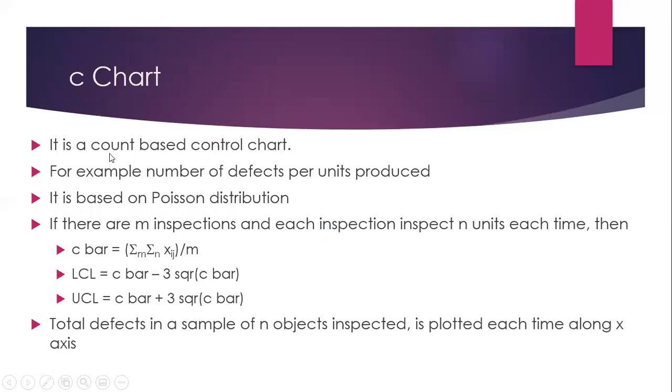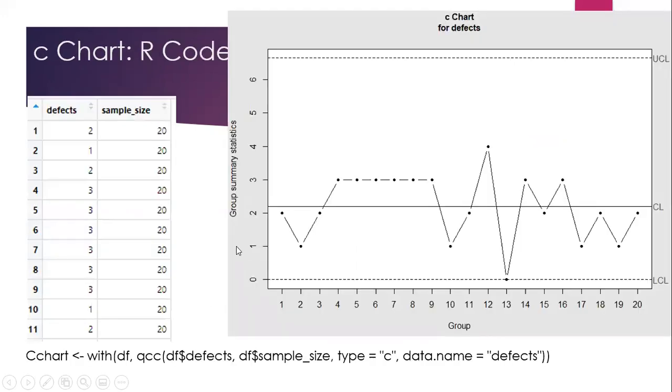Then the C chart, it is a count based control chart. It can be used, for example, to illustrate the number of defects per unit produced. It is based on Poisson distribution. So if there are m inspections and each inspection inspects n units each time, then c bar is given by this formula and we can get lower and upper control limits. Total defects in a sample of n objects inspected is plotted each time along the x-axis. So if this is the data and these are the headings of columns, you can use this code of our language to make the C chart.